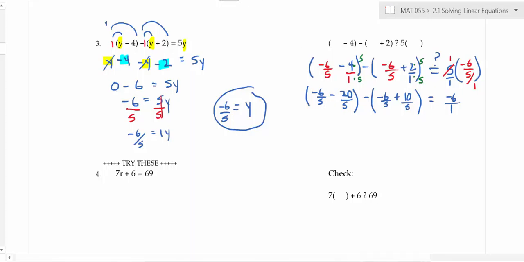Okay, now let's put this together. So when you put this together, you keep the denominator. You're adding 2 negatives, so that's negative 26 over 5. Okay, go here, keep the denominator. Negative 6 plus 10 is positive 4.